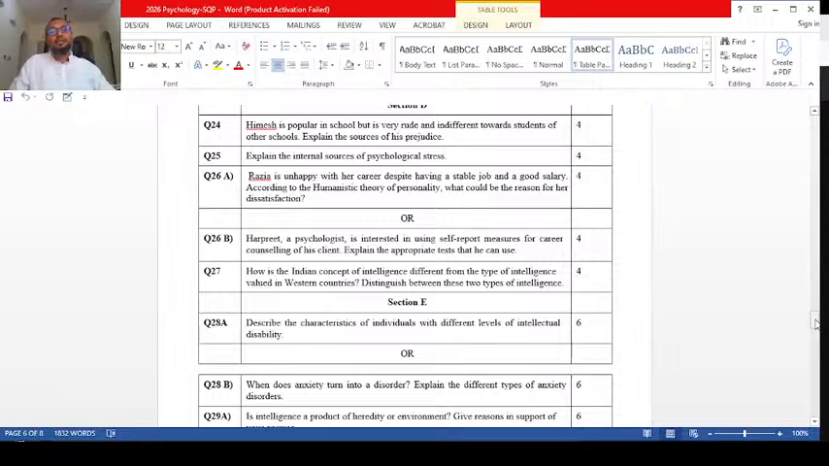Next, question number 26b. Harpreet, a psychologist, is interested in using self-report measures for career counseling of his client. Explain the appropriate test. So, for career counseling, you want to use the self-report measures. Self-report measures are the best way to analyze. Gordon Allport was the first psychologist to talk about the self-report measures in personality assessment.